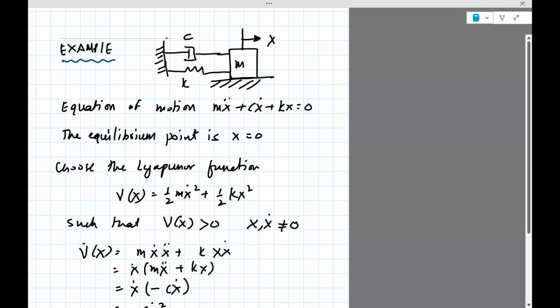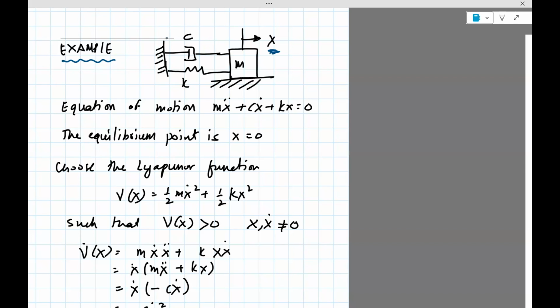Okay, a spring mass damper, spring constant K, damping C, mass M. X is the displacement from the 0 position. So typically for this spring mass damper, you pull it to the right, let it go, and when you let it go, it goes back and forth.